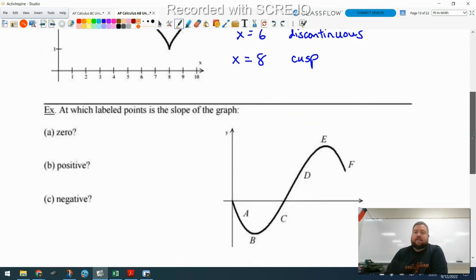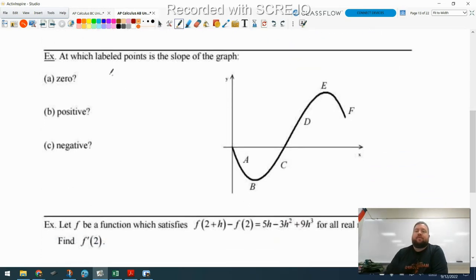All right, next, which labeled points on the graph is the slope of the graph 0? Okay, well, 0 looks like that's E and B. 0 slopes. All right, positive, I think C and D if we draw tangent lines in there. And negative must be F and A.